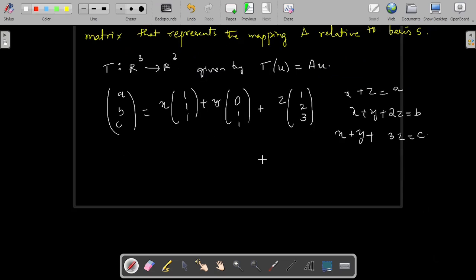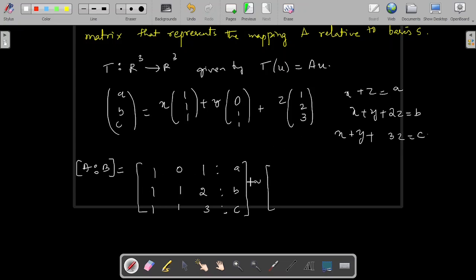To solve this system, you can write the augmented matrix [A | b]. The augmented matrix is 1 0 1 a, then 1 1 2 b, then 1 1 3 c. Reduce it to echelon form, Gauss elimination method kind of thing. 1 0 1 a, then 0 1 1 b minus a, R2 changes to R2 minus R1, R3 changes to R3 minus R1, that gives you 0 1 2 c minus a.